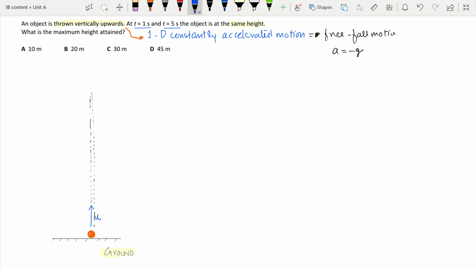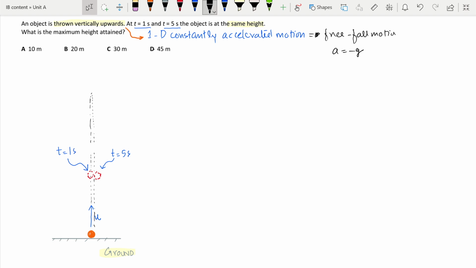So let us say, for example, when the ball was at this point, this is the time when t is equal to 5 seconds, and this is the moment when the ball was here at the first second, t equals 1 second.